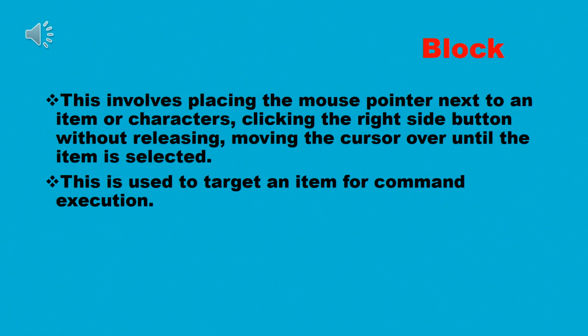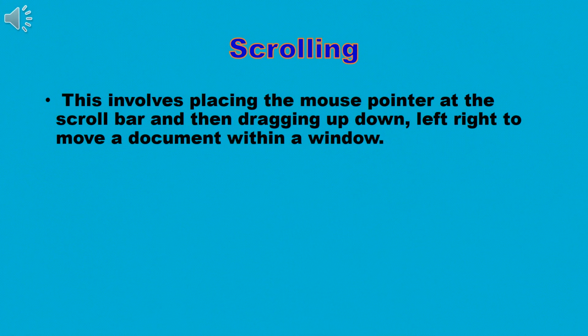Block. This involves placing the mouse pointer next to an item or characters, clicking the right side button without releasing, moving the cursor over until the item is selected. This is used to target an item for command execution. Scrolling. This involves placing the mouse pointer at the scroll bar and then dragging up or down, left or right to move a document within a window.